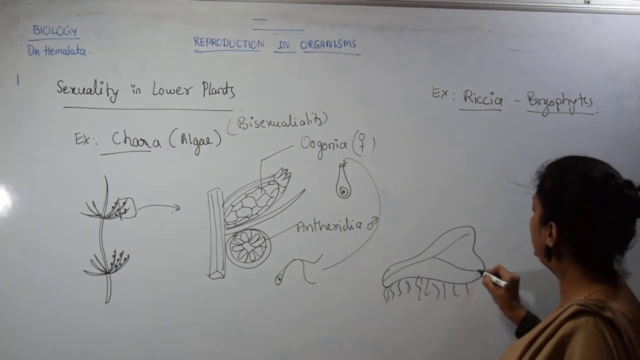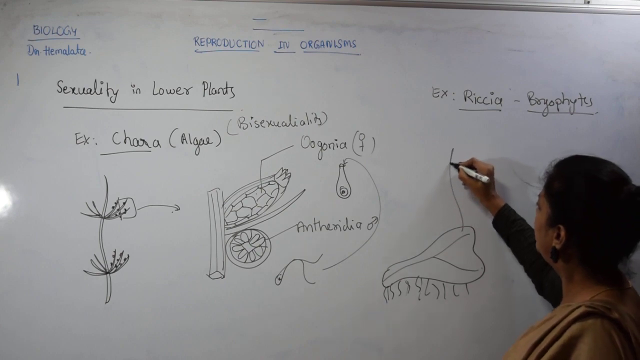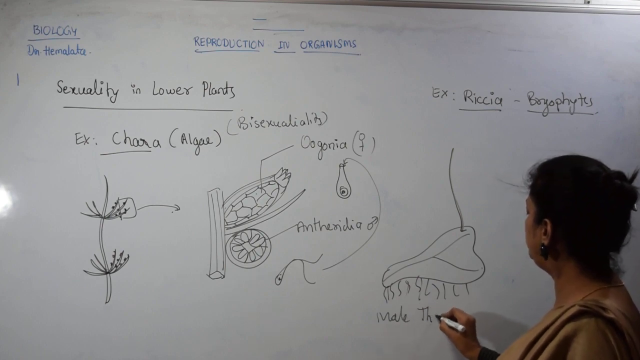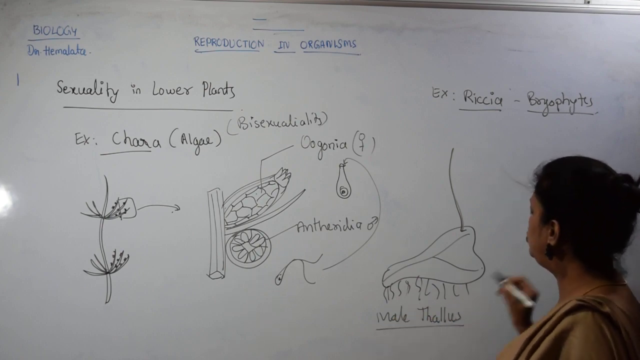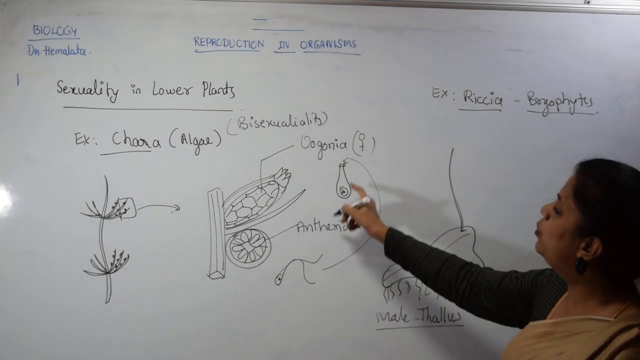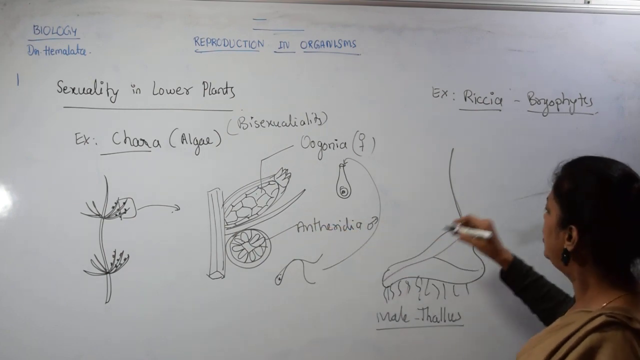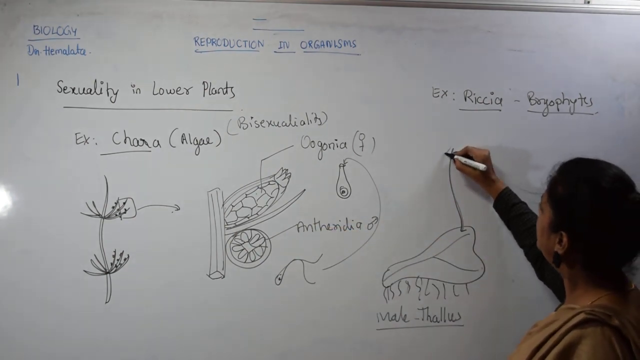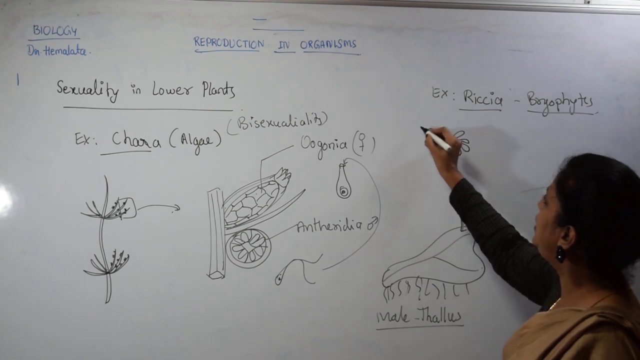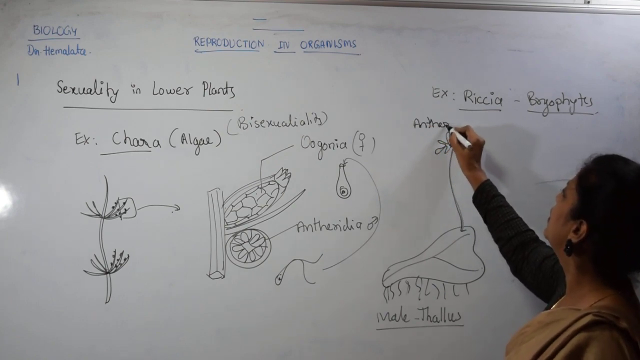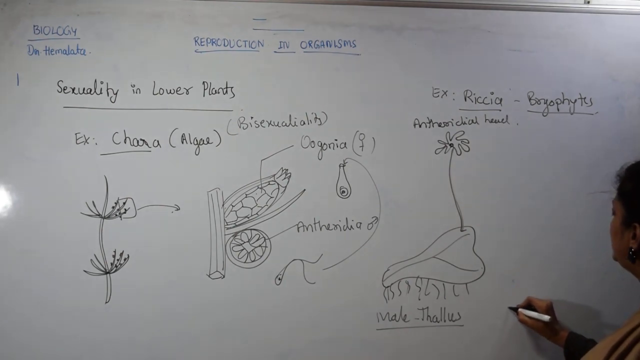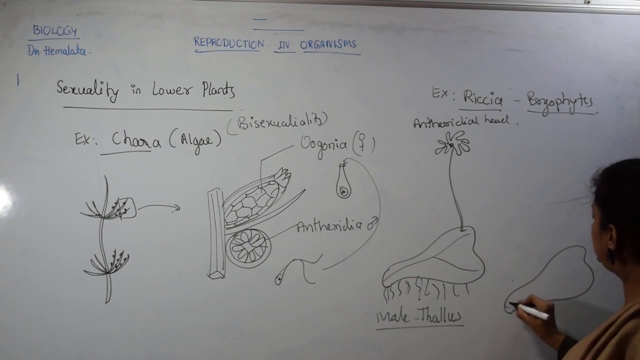These will have a median line. It will be like this. It's a male plant, or we call it the male thallus. These words you should never forget: they are the thallus, they are not trees or plants. Here in the male thallus you find something like this, we call it the antheridial head. Another plant will be growing, that's a female plant. We call this a female thallus.